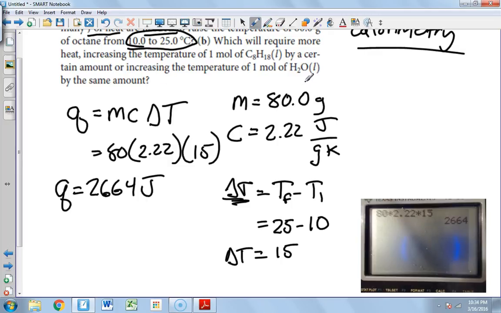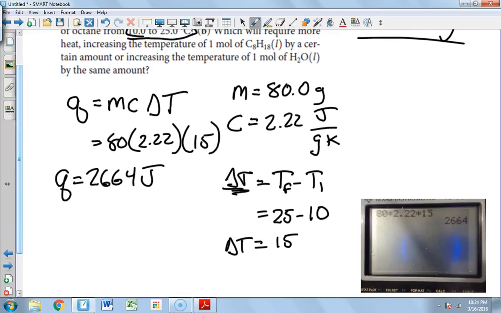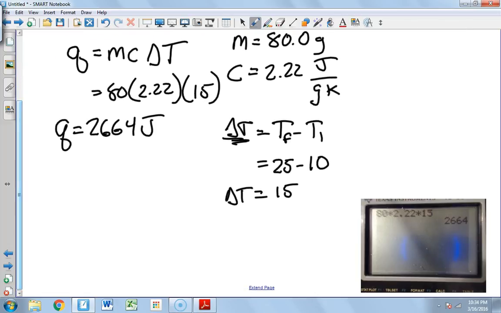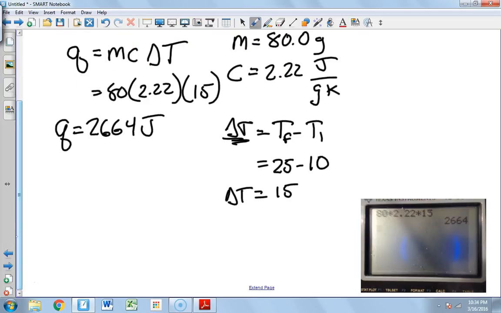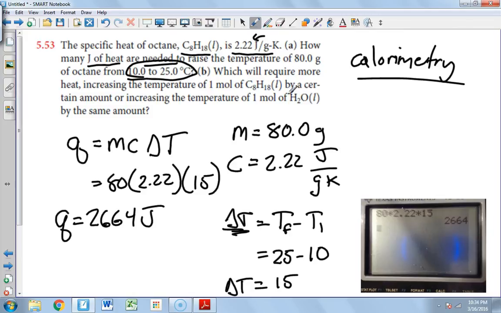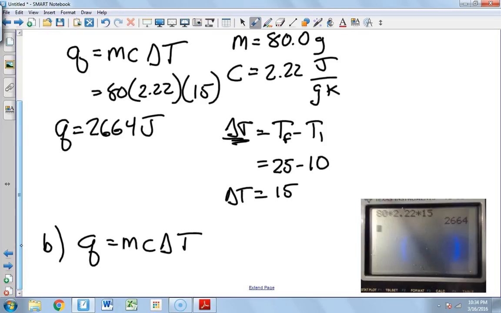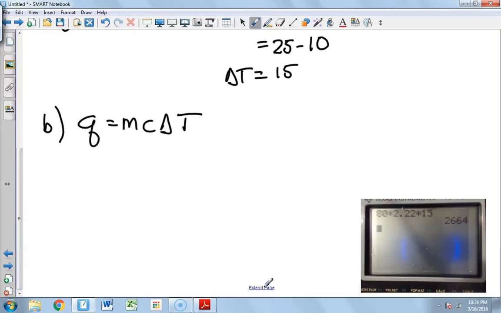Okay, now it says which will require more heat, increasing the temperature of 1 mole of C8H18 by a certain amount, or 1 mole of H2O by a certain amount. Well, I guess we could do the math here, so let's do the math. I was going to do a little conceptual question, but we'll do that afterwards. So for part B, again, we're going to do Q equals mc delta T, but in this case, we're going to use 1 mole of C8H18 and 1 mole of H2O.